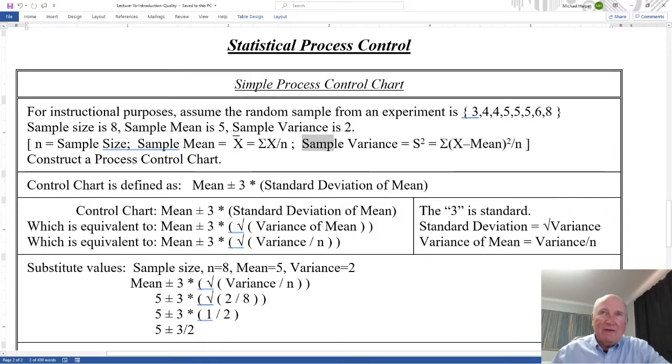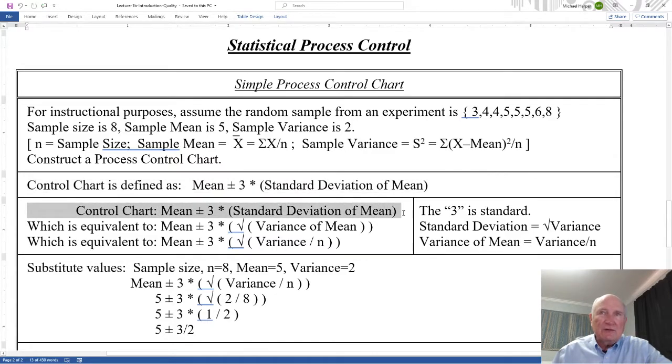I'm calling it a sample variance, but in quality control I divide by n, not n minus 1, for those of you who've had statistics. That's why I gave the equation, because we're doing this in statistical process control. So that's how we're defining it. That's not how it's defined in statistics, by the way. A sample variance will be n minus 1, but we're not doing that in process control and quality control. Okay, construct a process control chart. Well, the definition is this, right here: the mean, which is going to be 5, plus or minus 3 times the standard deviation of the mean. Okay, let's do it.